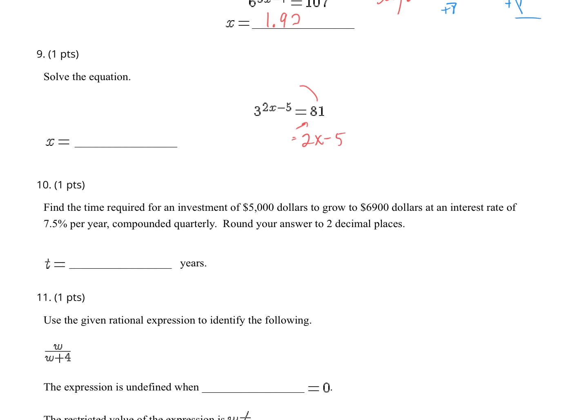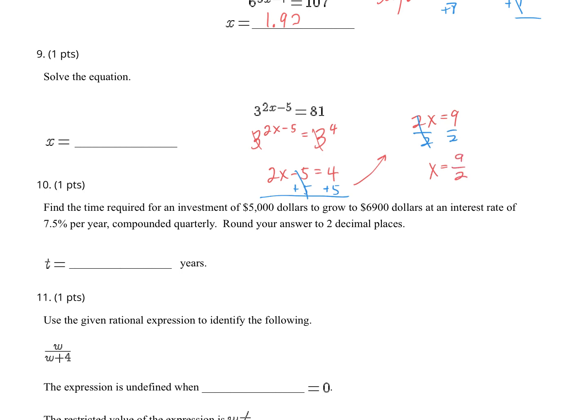But this one actually I can do differently because my bases, I can make them match. So 81 is 3 to the 4th power, I believe. Yep. So this is 3 to the 2x minus 5 is equal to 3 to the 4th. So that's 3 to the 4th power. Since your bases are the same, you can ignore them and rewrite the equation with exponents only and solve from there. So we would add 5 to both sides, and we would get 2x equals 9 divided by 2. So x is 9/2. Okay.